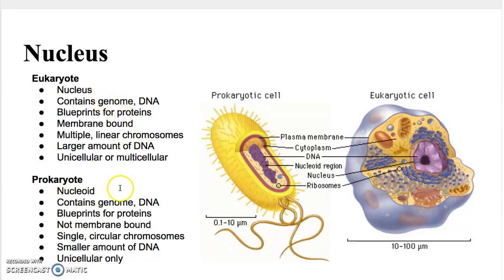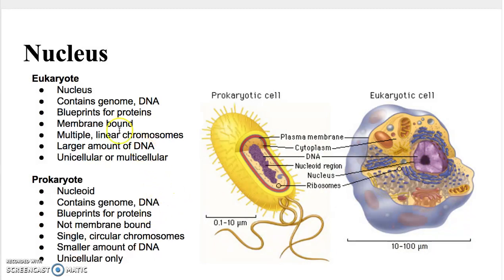So you can see here that I've said that it's the same function. It contains the genome and DNA, and it's the blueprint for proteins. But instead of a nucleus like we have in eukaryotes, we have a nucleoid in prokaryotes, and you can see a diagram of that over here. You notice in this diagram, this is really out of scale. This is 0.1 to 10 micrometers, and this is 10 to 100. So I don't really like that, but it does show you this nucleoid region as compared to the nucleus.